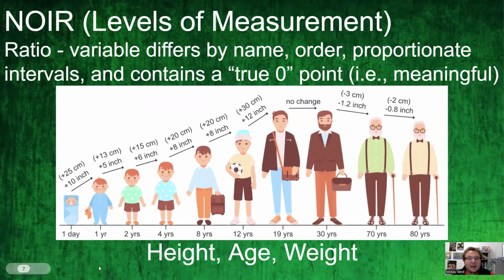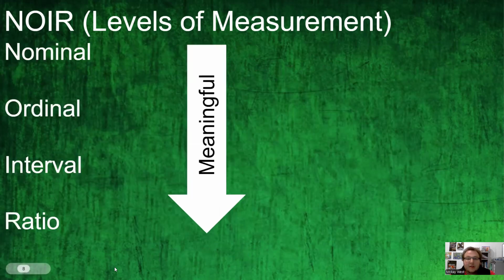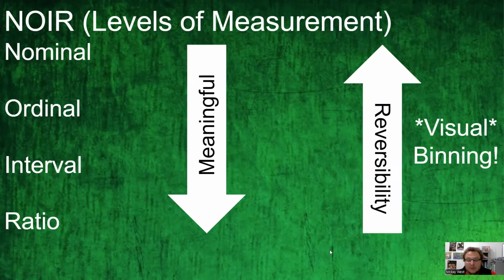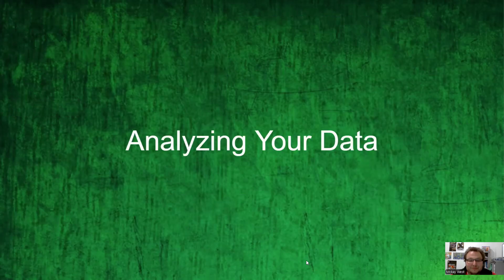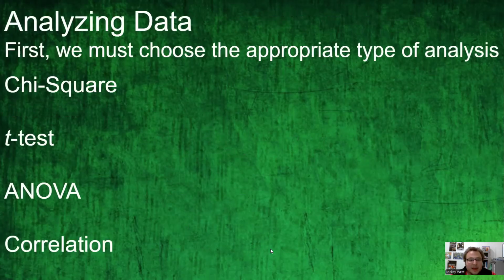And lastly, ratio data, everything's equal. We have name, order, proportion, intervals, but also we have a 0 point. We have an equivalent starting place to base all of our calculations off of. Day somebody was born, how long something took, how old someone is, their height, their weight. And ultimately, with these 4 levels of measurement, the more you go into NOIR, the more meaningful the data is. And also, the lower you go into NOIR, the more you can still do the other things too, because you have better data and can then visually bin it to your own heart's desire. Okay, so that's a quick review of NOIR because it'll help us with analyzing our data.